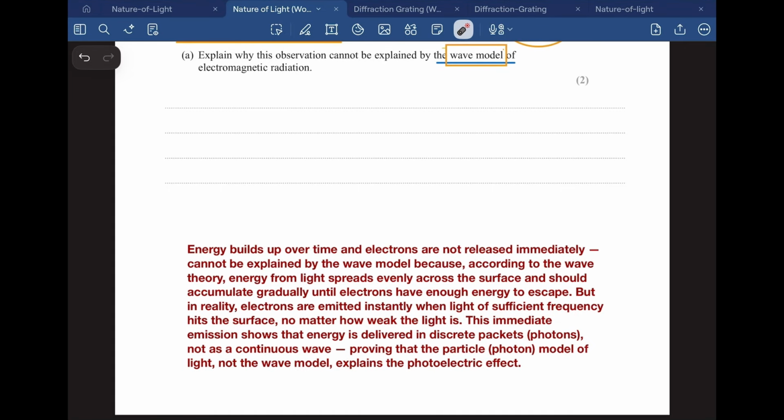Something that we've seen in the photoelectric effect. No matter how weak the light is, if it has sufficient frequency, it can emit electrons. This immediate emission shows that energy is delivered in discrete packets, not a continuous wave, proving that the particle photon model of light, not the wave model, explains the photoelectric effect.